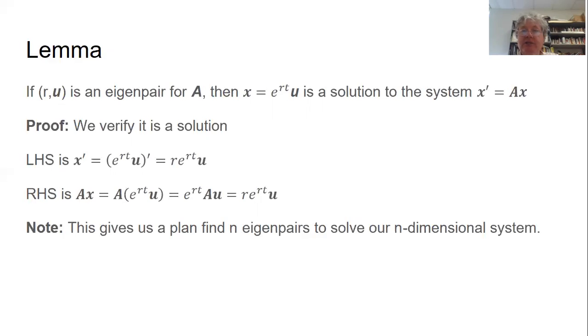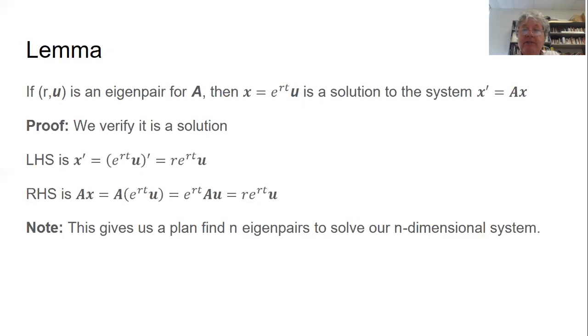The way we prove that is just by the normal verification. We just plug it in and check we have a true statement. So x prime is the derivative of e to the rt times u. When we take the derivative of e to the rt, we multiply by r. And on the right-hand side, when we act A on e to the rt times u, e to the rt comes out because it's a scalar. A times u, since u is an r eigenvector, is just ru. So both actions of differentiating and acting by the matrix multiply u by r.